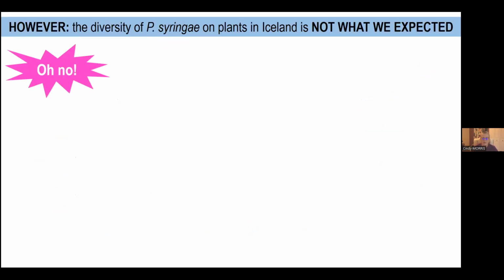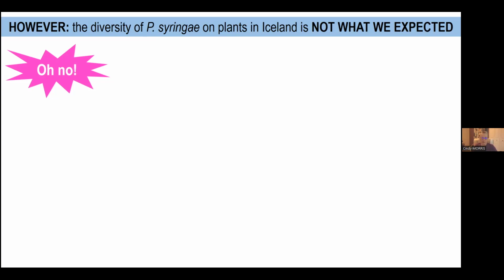But the genetic diversity was not at all what we expected. Okay, because what's the hypothesis? The hypothesis is that they're coming, the ones on Jungfrau Joch maybe are coming from Iceland. So we would expect the genetic diversity to fall right within the map of Pseudomonas syringae. We'd expect to find similar haplotypes. That's not what we found at all.